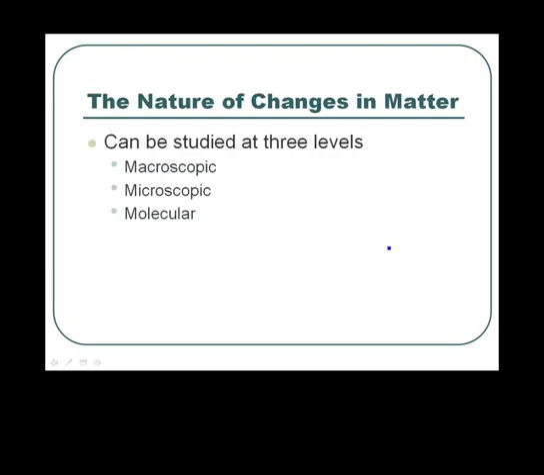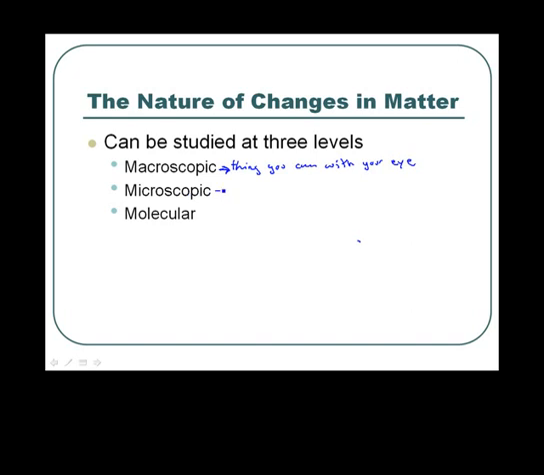So, the nature of change in matter. There are three levels on which matter can be studied: the macroscopic, the microscopic, and the molecular. And so, the macroscopic, these are things you can see with your own eye. This is how we interact with the world on a daily basis. In the macroscopic world, we can see how things interact without the aid of any technology.